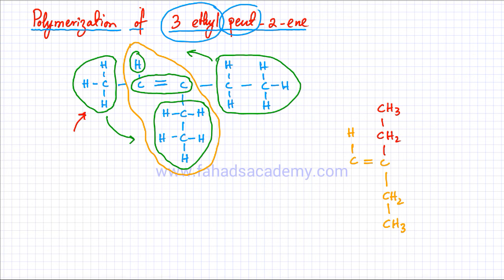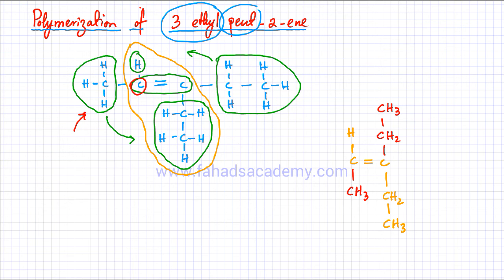Similarly, I'm going to draw this structure over here in the downward direction. So they're attached to this carbon atom over here. Instead of drawing it to the left, I'm going to draw it below this. So this is the shape of 3-ethyl pentene, the bent shape that I've drawn now. This is the shape that I'm going to use for polymerization.